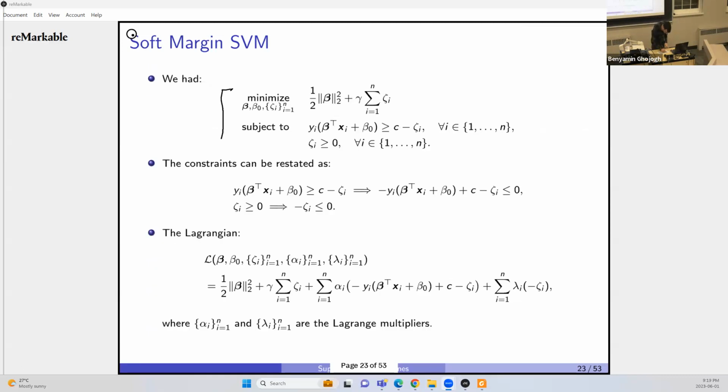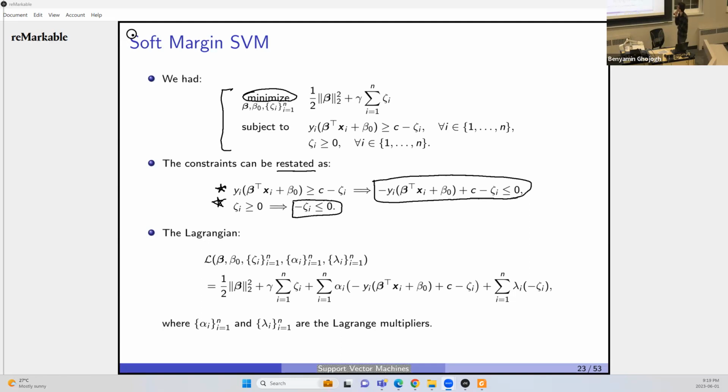So we had this. The constraints can be restated. Again, I want them to become less than or equal to zero constraints because it's minimization, right? So I can restate these two to be these, right? Now I form the Lagrangian.